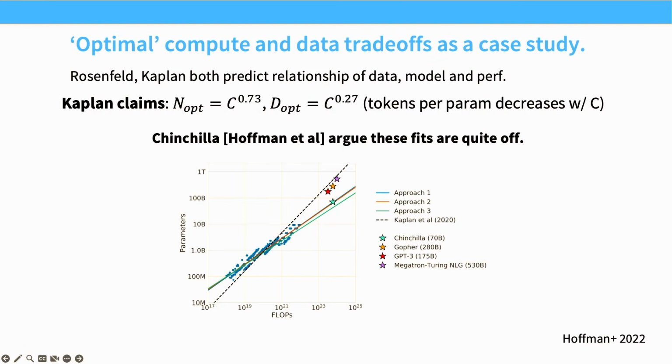Well, if you look at Kaplan and they solve for this equation, they say something like this. The amount of, they always flip this, it confuses me. The amount of data, it should be C to the 0.73, and the amount of model size should be C to the 0.27. Is that reversed? I think it's reversed, sorry. N should be the amount of parameters, and D should be the amount of data. And so tokens per parameter decreases with C. So as you increase the compute amounts, this prescription by Kaplan tells you to train bigger and bigger and bigger models.